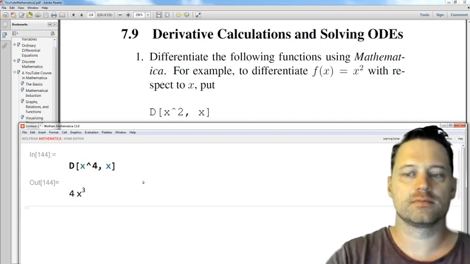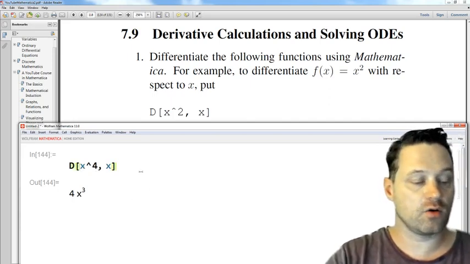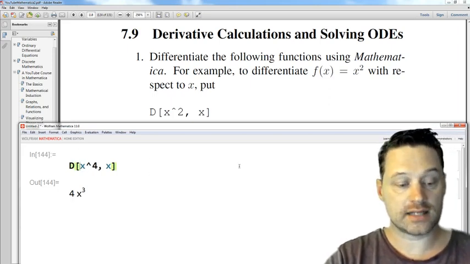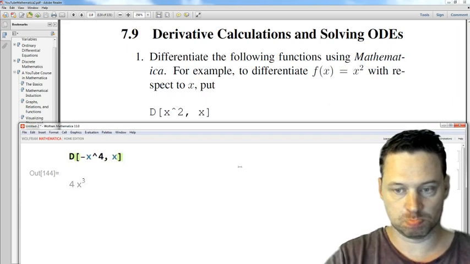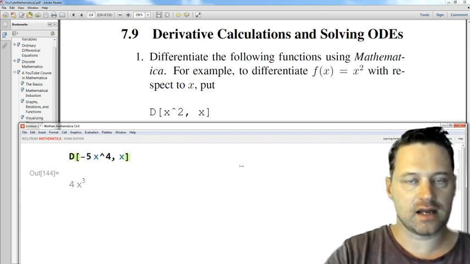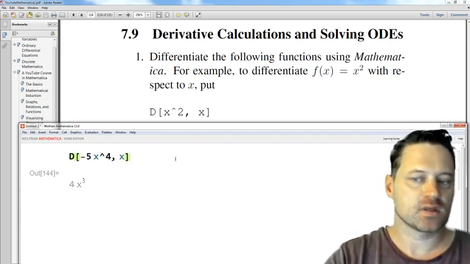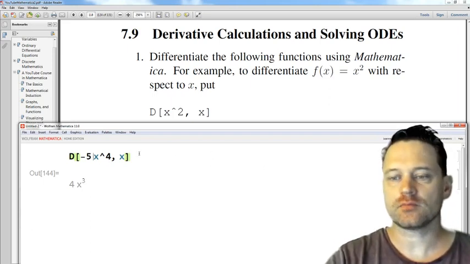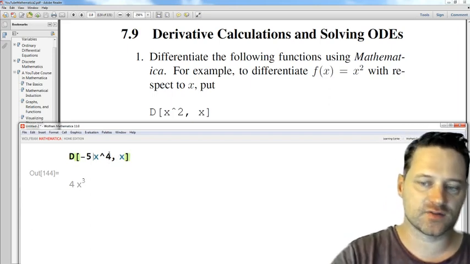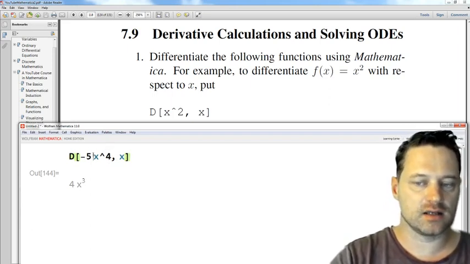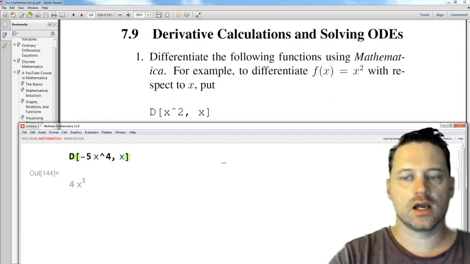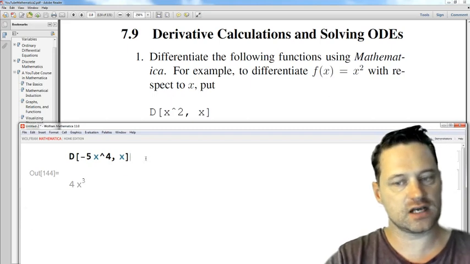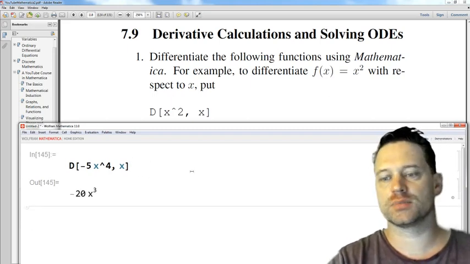Alright, 4x cubed. Now, if we have a coefficient other than 1 in front of this, let's put minus 5. Okay, now this derivative will be minus 20x cubed, because what I do is I take this 4 and multiply it by the coefficient in front, and I would get minus 20, and I subtract 1 from the 4. Alright, so let's do this, shift enter, minus 20x cubed.